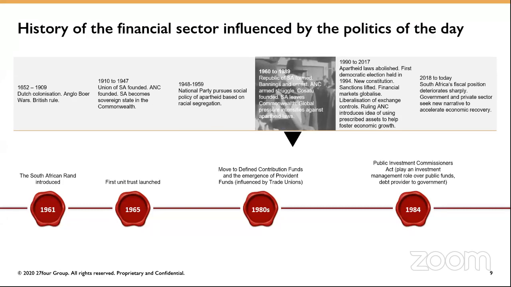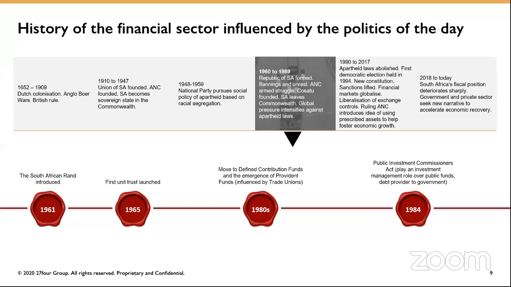And trade unions pushed towards establishing their own schemes, which were for the unions and influenced for the benefits of trade union employees. And this saw a major shift to the move from defined benefit funds to defined contribution funds. But we also saw a shift away from pension funds to provident funds, which was largely supported by the trade union movement.